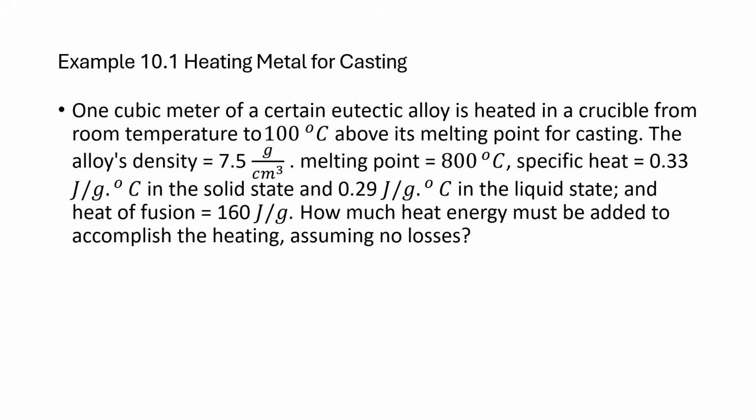The melting point of this metal is 800 degrees and the specific heat is 0.33 joule per gram degree in the solid state and 0.29 joule per gram degree in the liquid state. And the heat of fusion for this metal is 160 joule per gram. We want to know how much heat energy must be added to accomplish the heating, assuming that we have no losses.